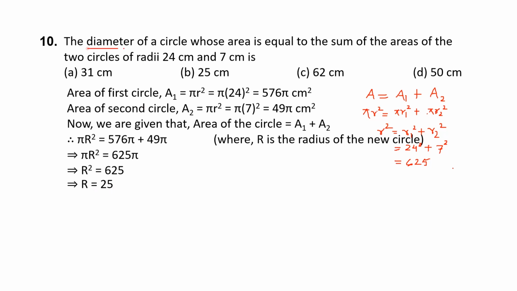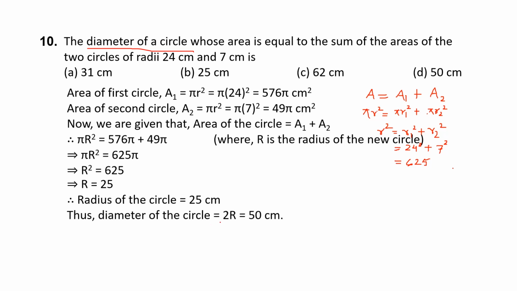Now we have to find the diameter of the circle. So we know that diameter is equal to 2 times radius. So 2 into radius, that is 50 centimeter. So the final answer is option D, right? So the correct answer is option D.